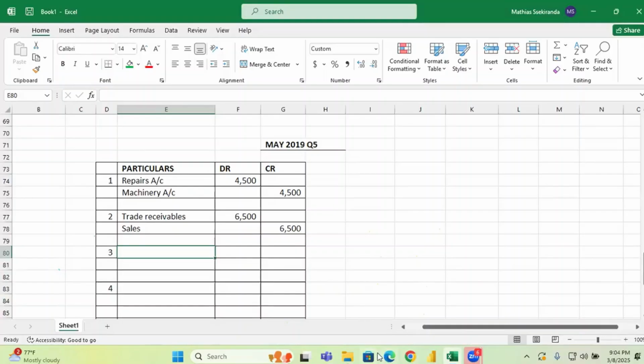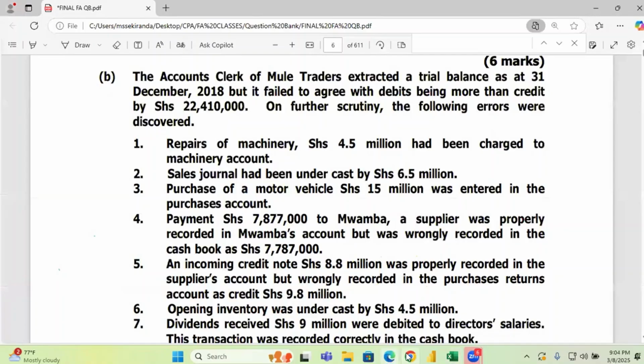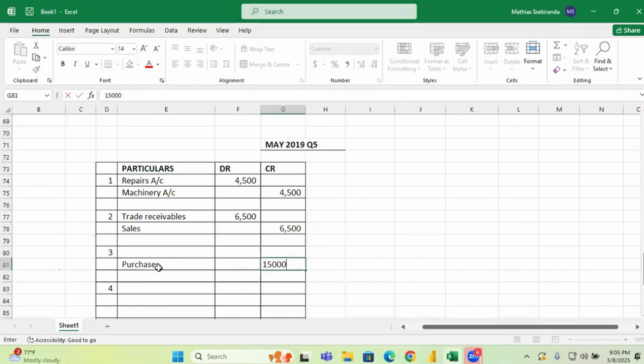Okay? Then number 3, purchase of a motor vehicle, 15 million, was entered in the purchases account. I think you can easily see the error here. This is a motor vehicle. You're supposed to debit a motor vehicle account, but what did they do? It was entered in the purchases account. A purchases account records inventory that is bought for reselling, okay? So instead of debiting motor vehicles, they debited the purchases. So can you remove the figure from purchases? By crediting the purchases account, 15 million, then you have corrected the error.